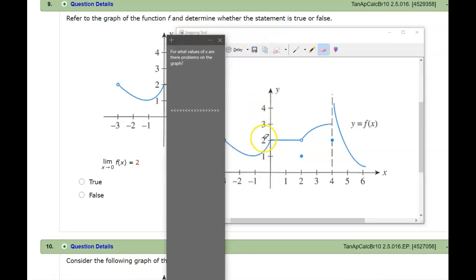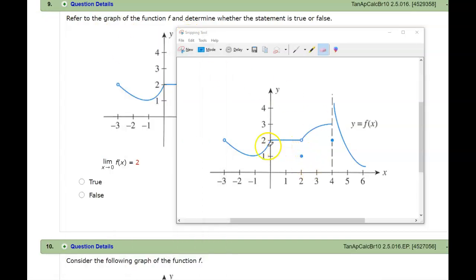It doesn't matter whether there's an open or closed circle here, because you really are just interested in where it looks like you're going. So the whole limit here, going from the left and going from the right, they both approach 2.